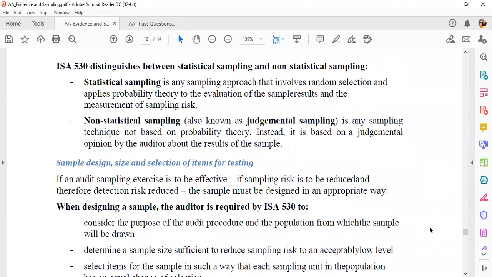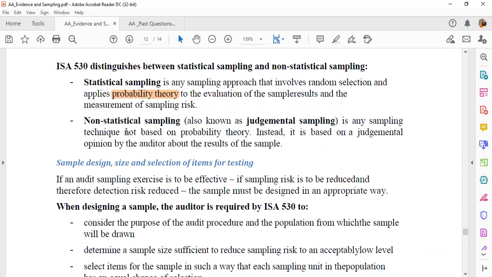ISA 530 also distinguishes between two types of sampling. We have statistical sampling, and we also have non-statistical sampling. From the word statistical, what you need to have at the back of your mind is probability. Statistical sampling is based on probability theory, while non-statistical sampling is based on judgment.